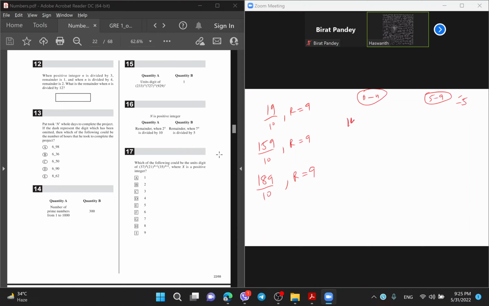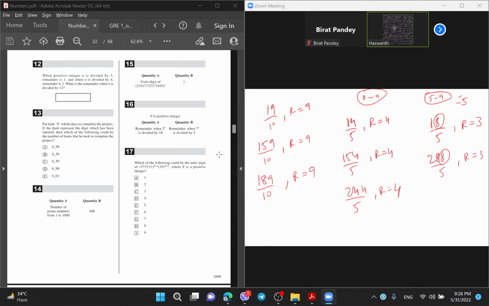For example, 14 by 5, remainder is 4. Or 154 by 5, remainder is 4. Or 244 by 5, remainder is 4 only. As long as 4 is in the units digit, when divided by 5, you will get remainder as 4 only. But if it is some digit from 5 to 9, subtract 5. For example, 18 by 5. 18 by 5, what is the remainder? 8 minus 5, you will say 3. Or 288 by 5, what is the remainder? If 8 is in the units digit, remainder will be 3 only.